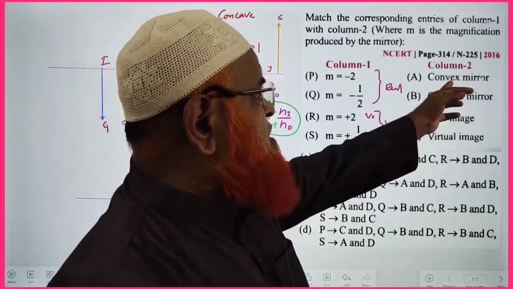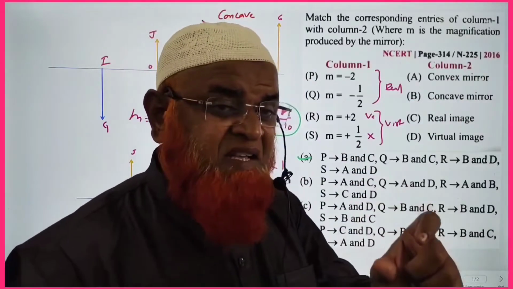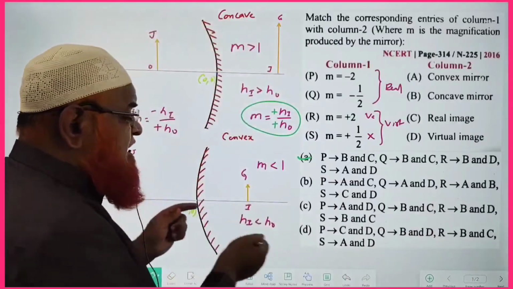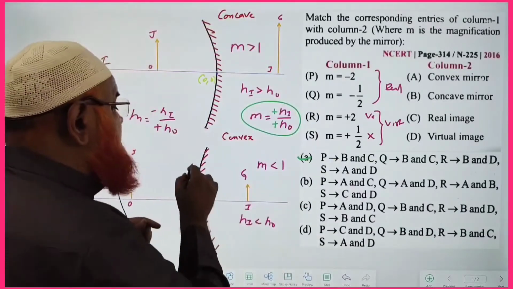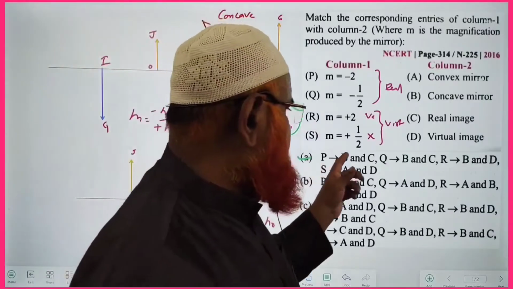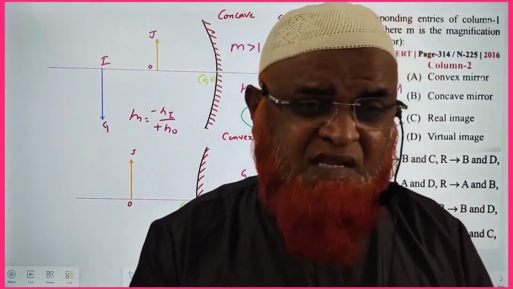A is what? Convex mirror, because it is a virtual image and the image size is smaller than the object. If it is a virtual image and image size is smaller than the object, definitely it is a case of a convex mirror.